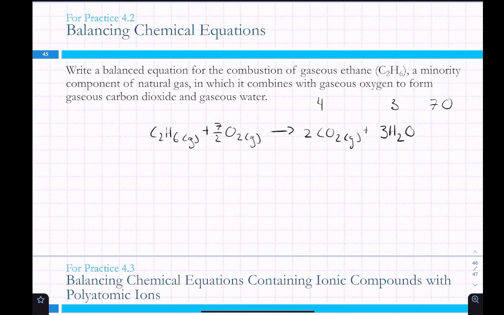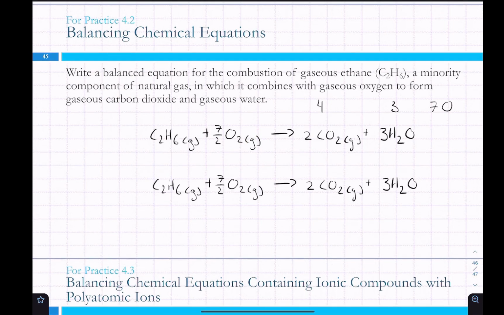All right, because 7 halves times 2 would give us 7. You can do that temporarily. We're not going to stay there. So now that just sets up the next step, which is to multiply the coefficients of all the compounds by 2. Because now if we double everything, we won't have that nasty fraction anymore.